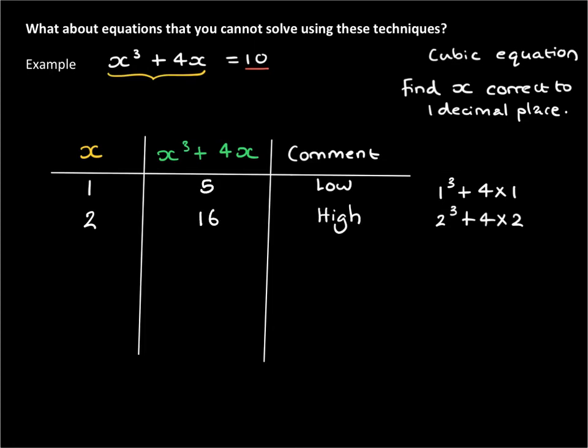Now, what does this tell me? Well, it tells me that because 1 gives me a value of 5 and 2 gives me a value of 16, in between 1 and 2, there has to be a number that gives me a value of 10. So the value of x I'm looking for has got to be a number between 1 and 2. So my next logical choice would be 1.5. We're going to continue this on the next page.